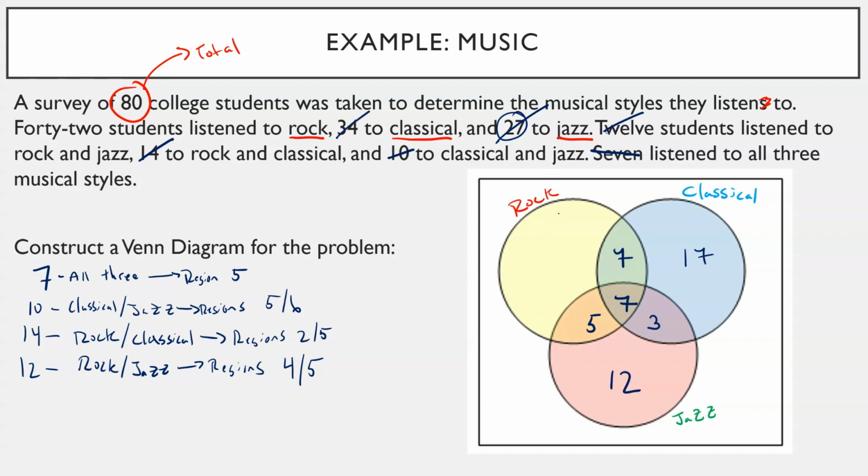And then finally, 42 listen to rock. So here's all the people who listen to rock. Well, how many people are already in the circle? 7, 7, 14, 19. So let's see, 42 minus 19, I believe, is 23.